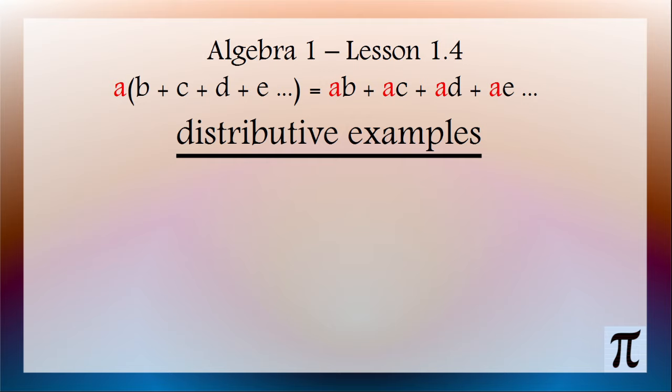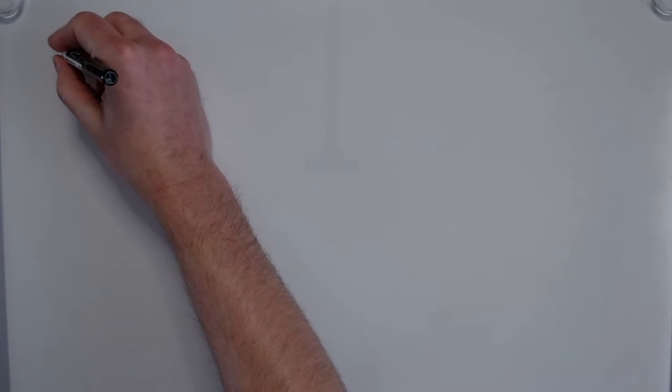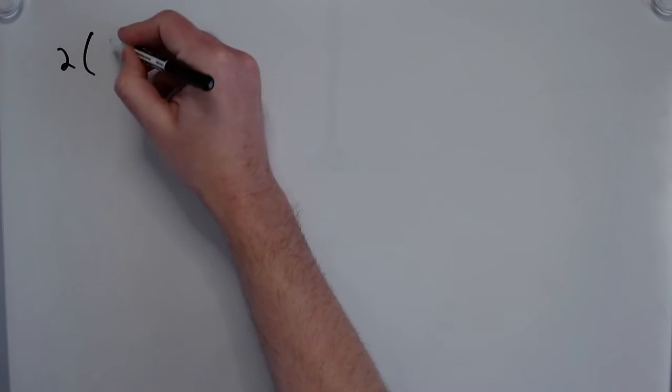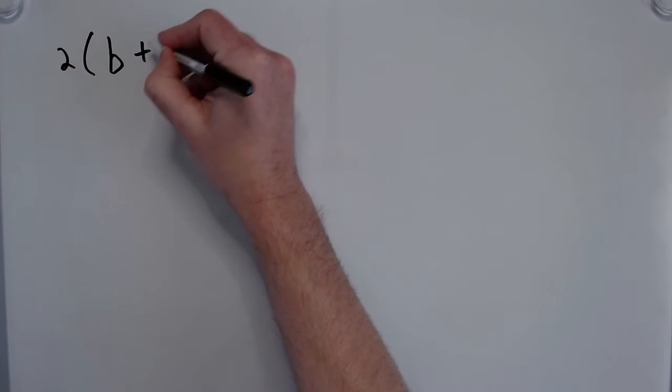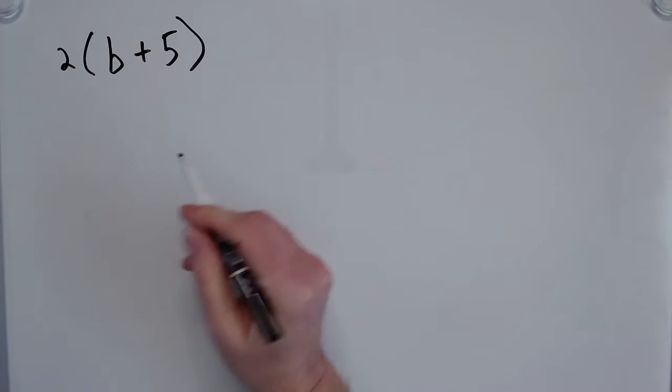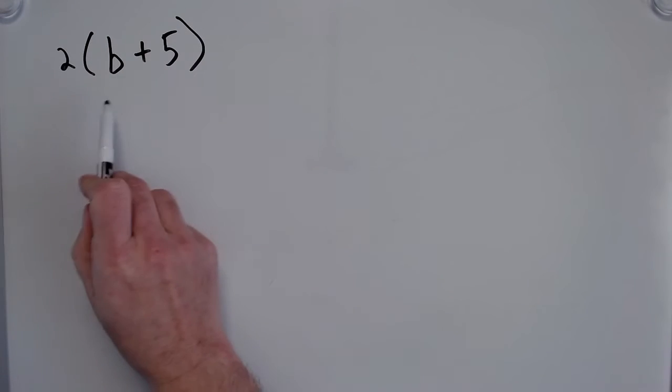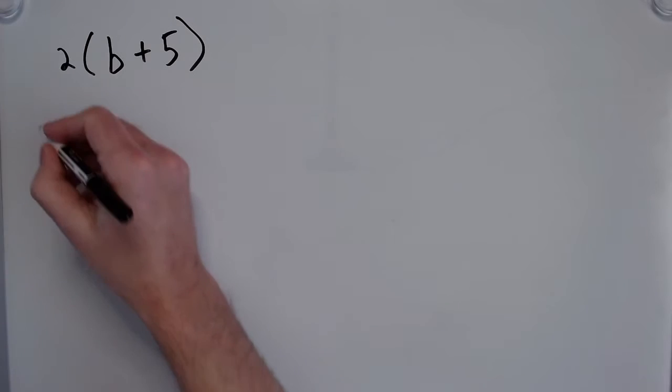So let's jump over to the whiteboard and do some distributive examples. Okay, we're here at the whiteboard. Let's do some distributive property examples. Let's start with 2 times the quantity b plus 5. So we have to distribute the 2 to all of the items inside the parentheses.